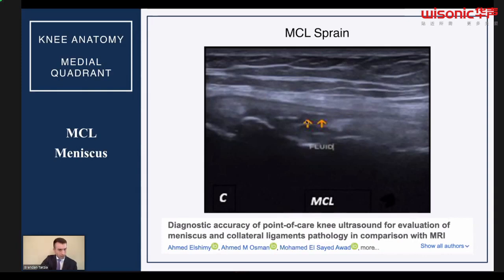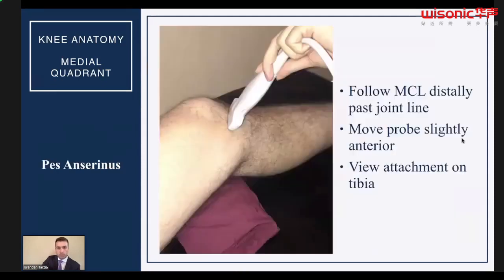This is just for the MCL. We can see a sprain here, in this patient. You see some abnormalities in the ligament itself, and a little surrounding fluid here. This indicates the person does have pathology.